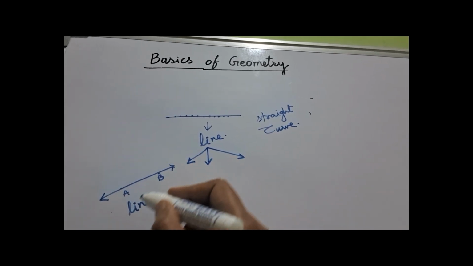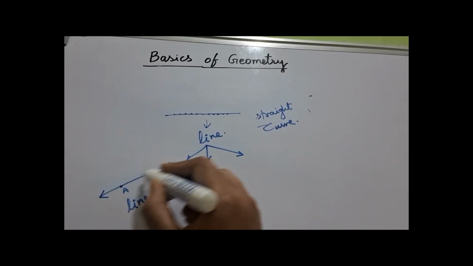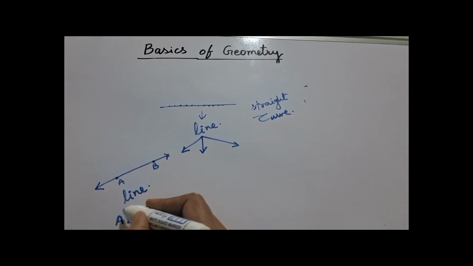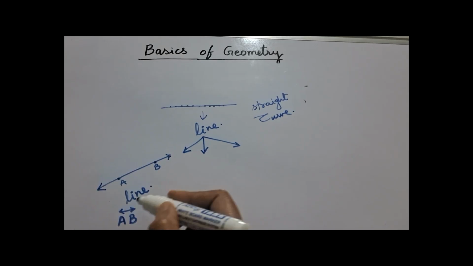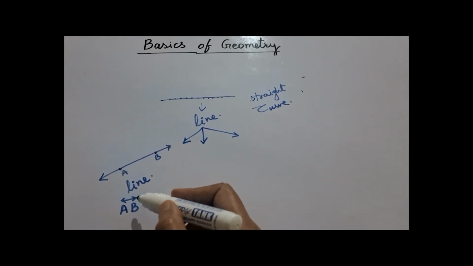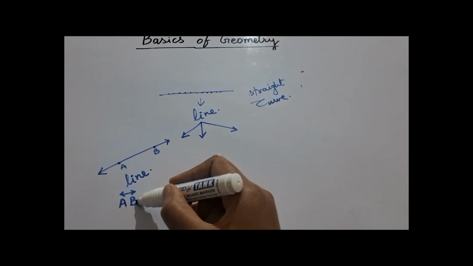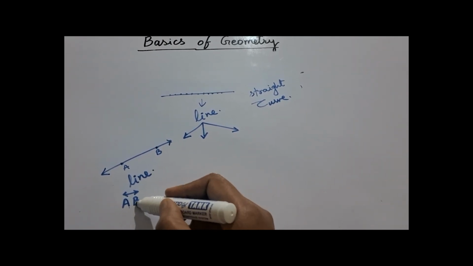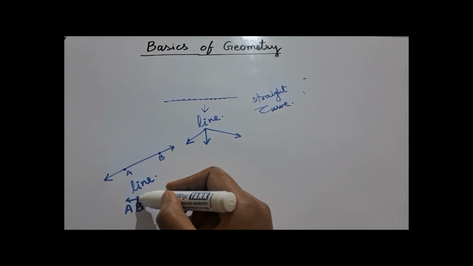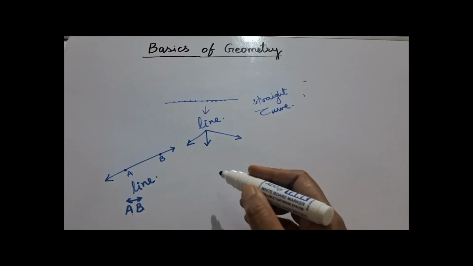And a line is represented as, suppose you take any 2 points on that line, A, B. The representation of the line is line AB. Like this we represent. A, B, 2 points we write, and on the top of these two alphabets, we write the symbol of line. Okay, children? Next.